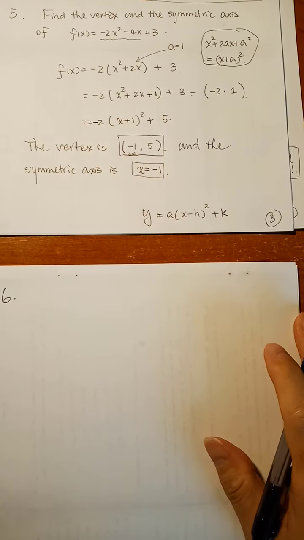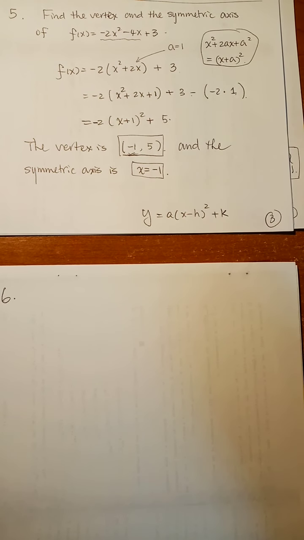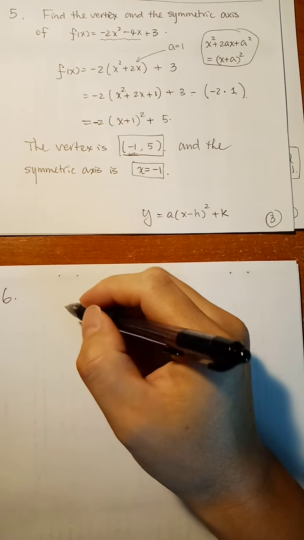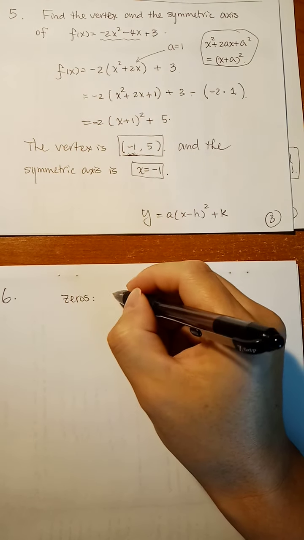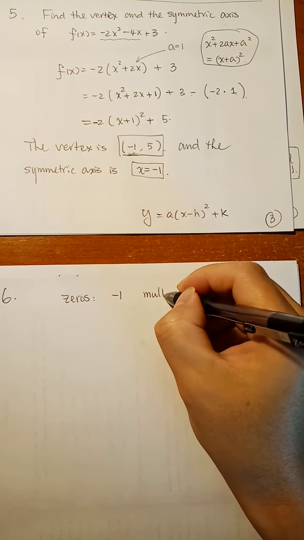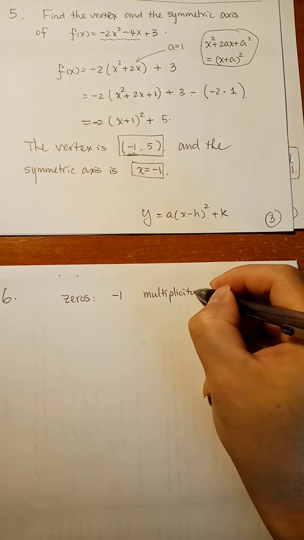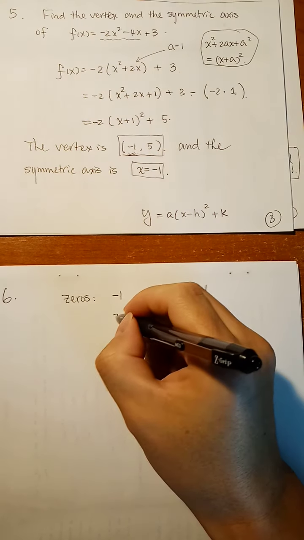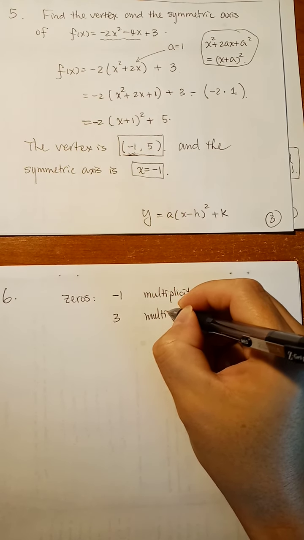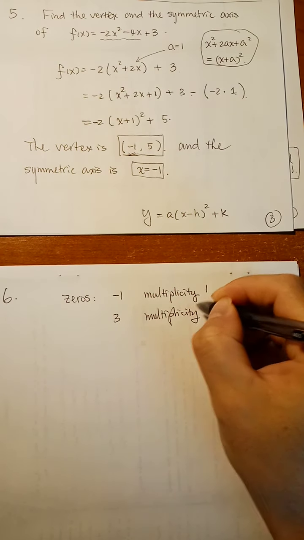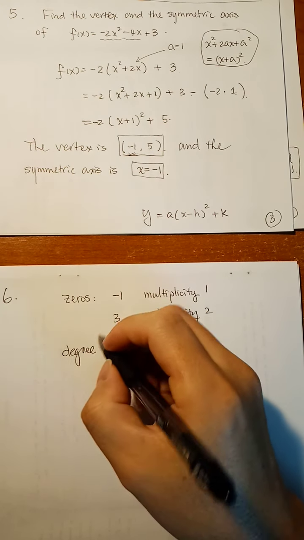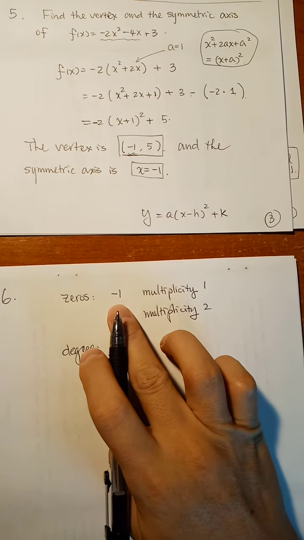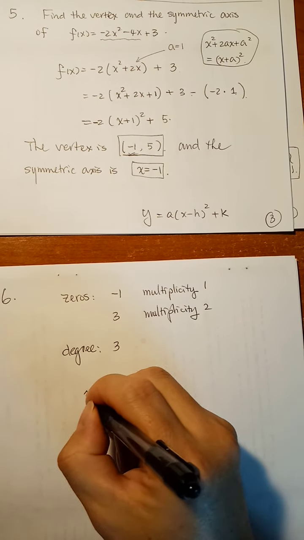Problem 6, find or form a polynomial with real zeros and degree. The zeros: you have -1 with multiplicity 1, 3 with multiplicity 2, and degree 3. Okay, so when you have -1 as a zero, you have x minus -1.